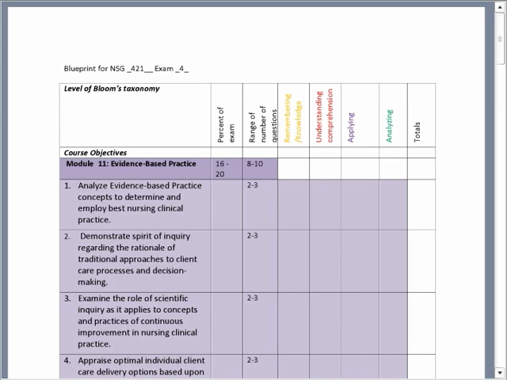Why would we be worried about evaluating it and making it better? Well, remember, our ultimate goal is to improve patient outcomes. If we're going to be continuously improving, we have to be continuously evaluating to see what needs to be improved or how we can improve it.